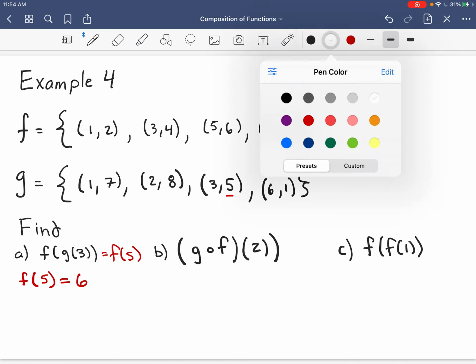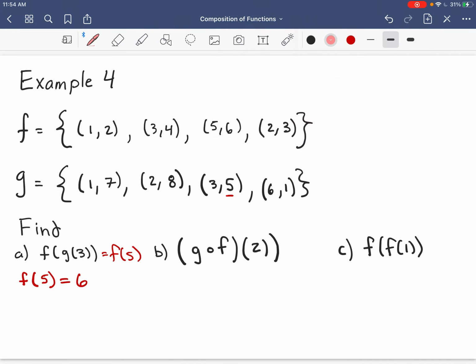And so then if we wanted to do g of f of 2. So f of 2 is 3. So g of f of 2 is actually equal to g of 3, because f of 2 is 3 and g of 3 is 5. So g of 3 is equal to 5. So our final answer is 5.